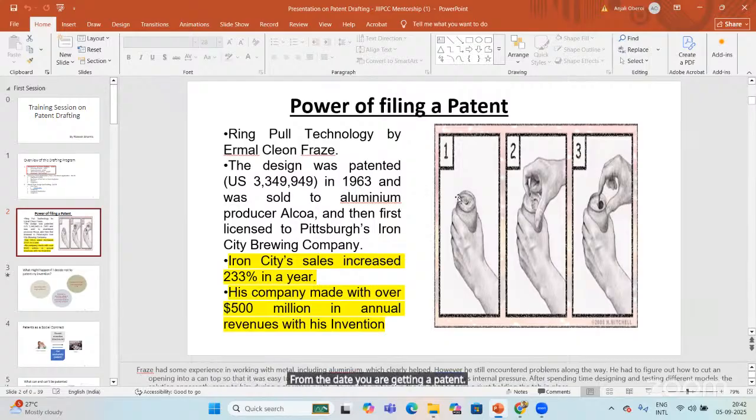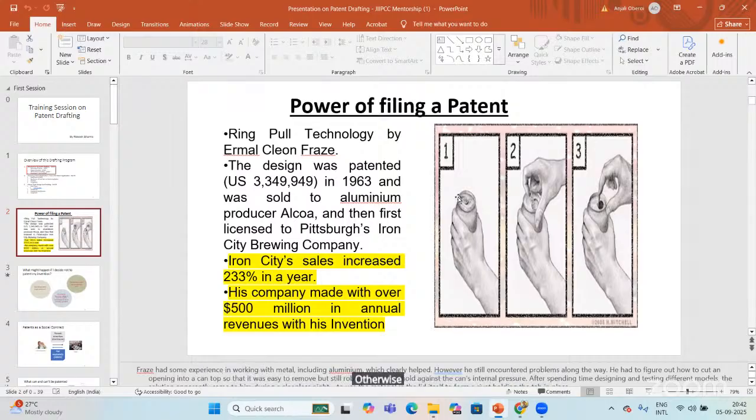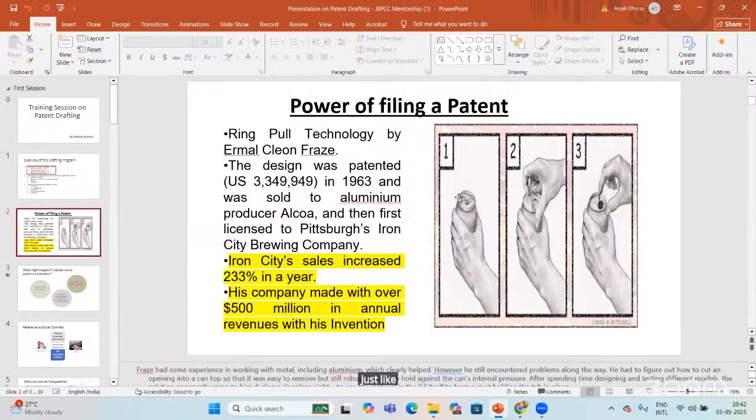So nobody else is entitled to use the same technology. First of all, you can stop them. Otherwise, if somebody is still using it, they must pay you a royalty amount. Just like at your property, if somebody is living there, they pay you rent on a monthly basis. It is exactly similar.